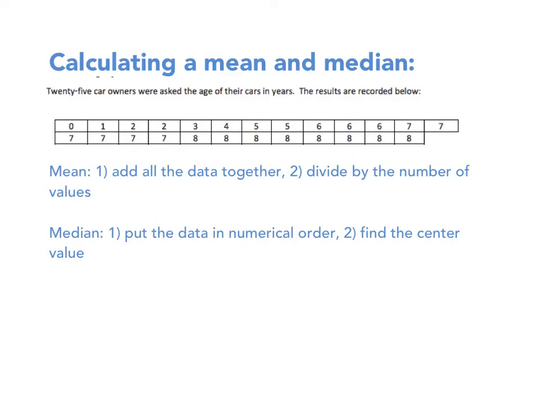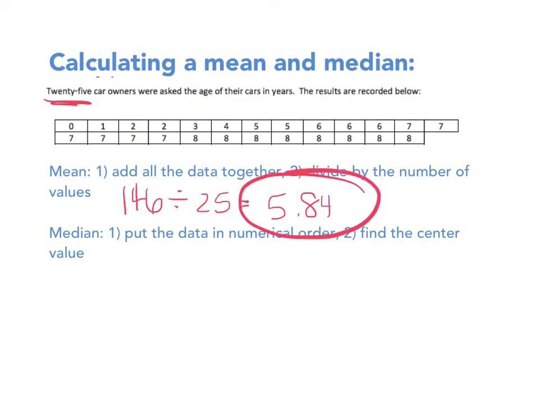But first, for the mean, we're going to add all these numbers up and then divide by the number of values. And when we add them all up, we get 146. And as it says, there are 25 pieces of data, 25 car owners were surveyed. So we're going to divide 146 by 25, and when you do that, you get 5.84. So the average age of these car owners' cars is 5.84 years. And now let's find the median.